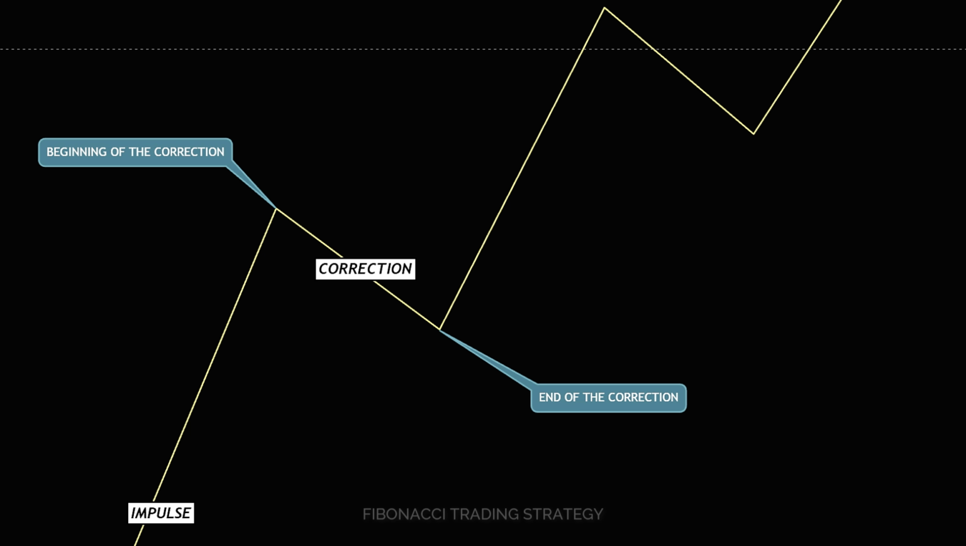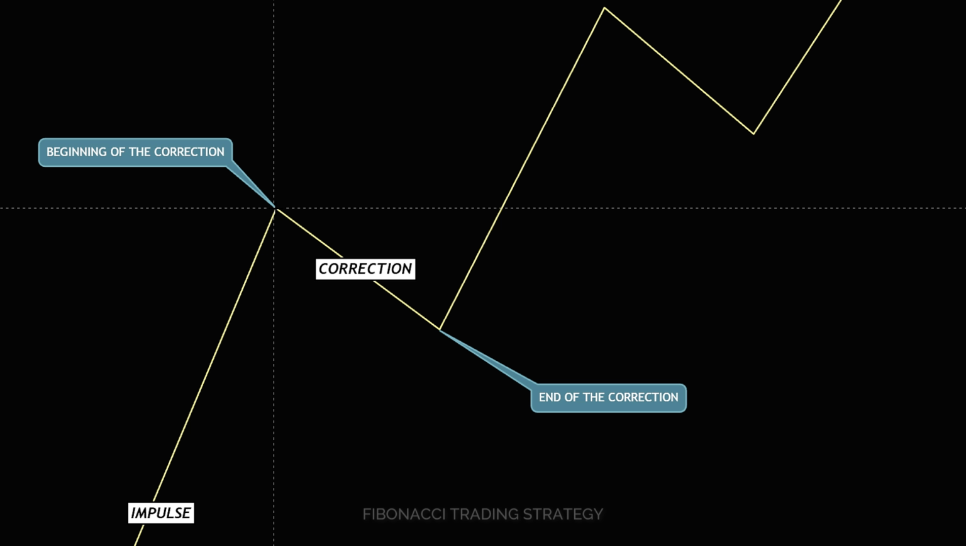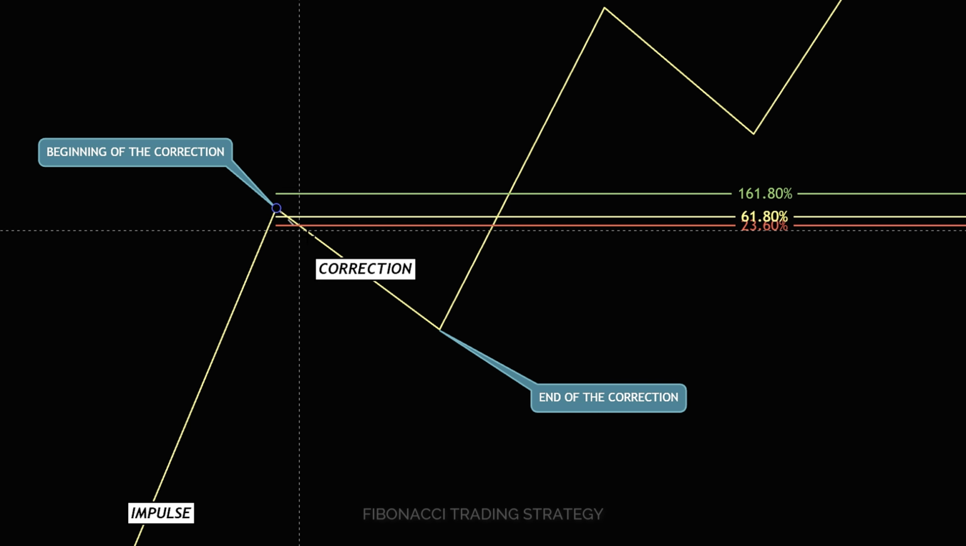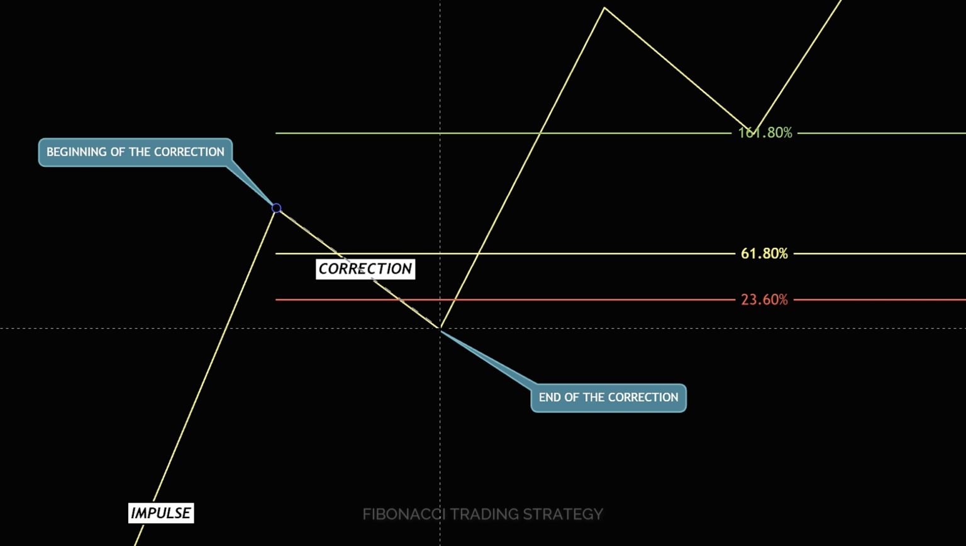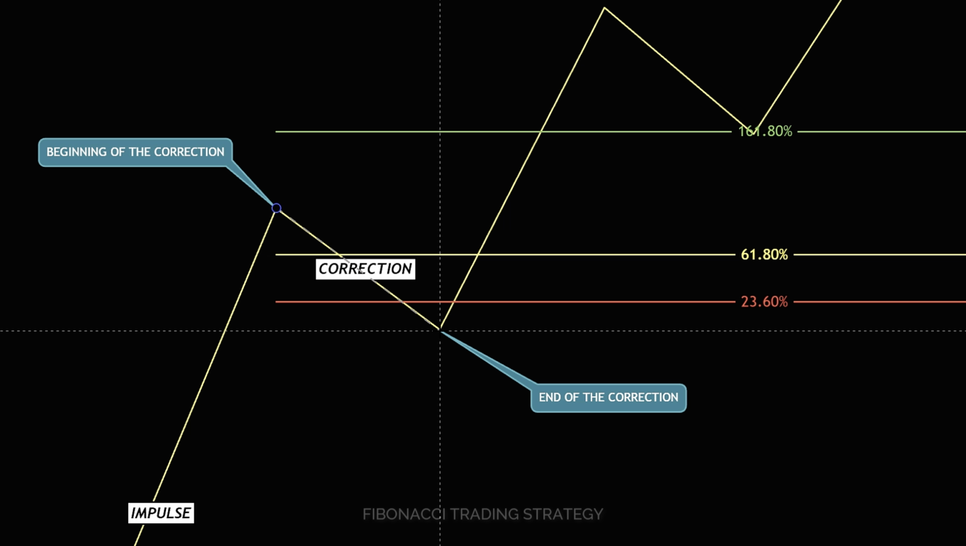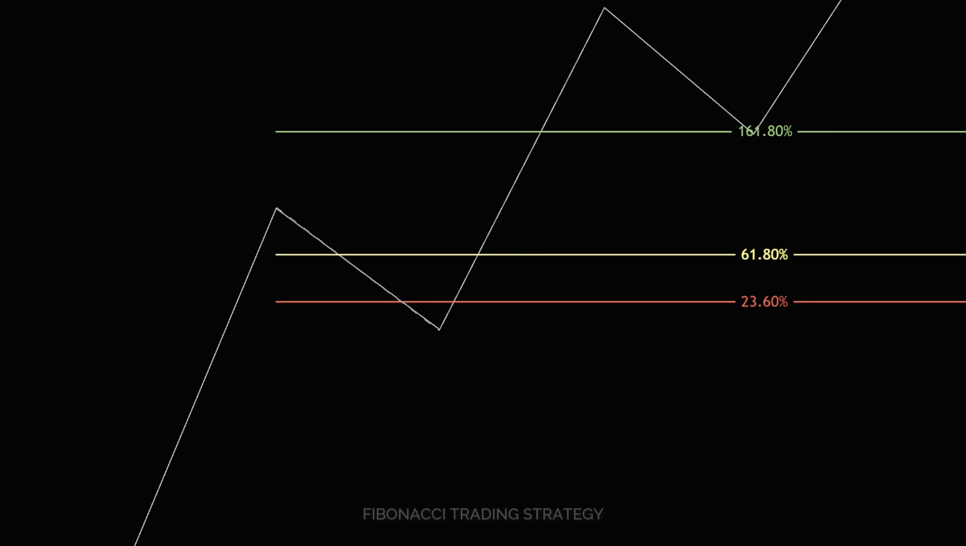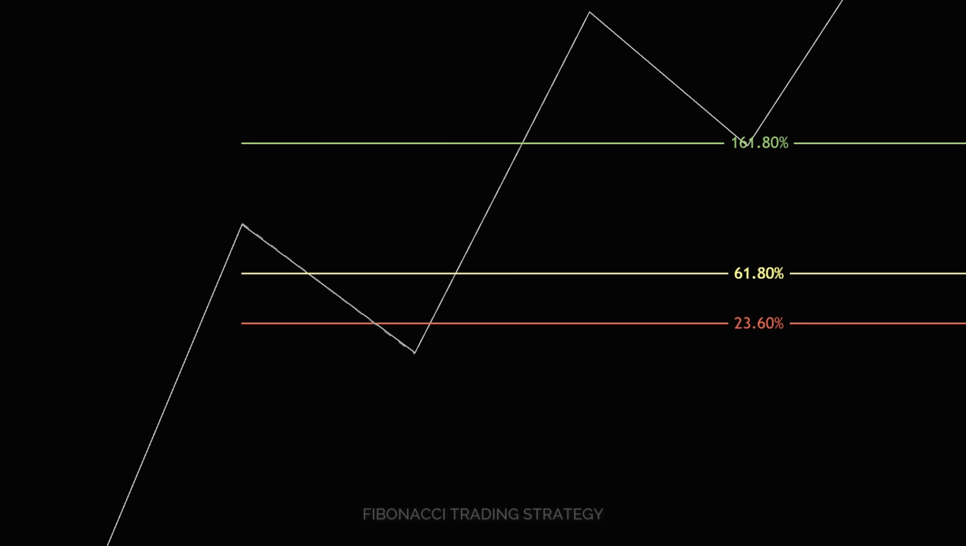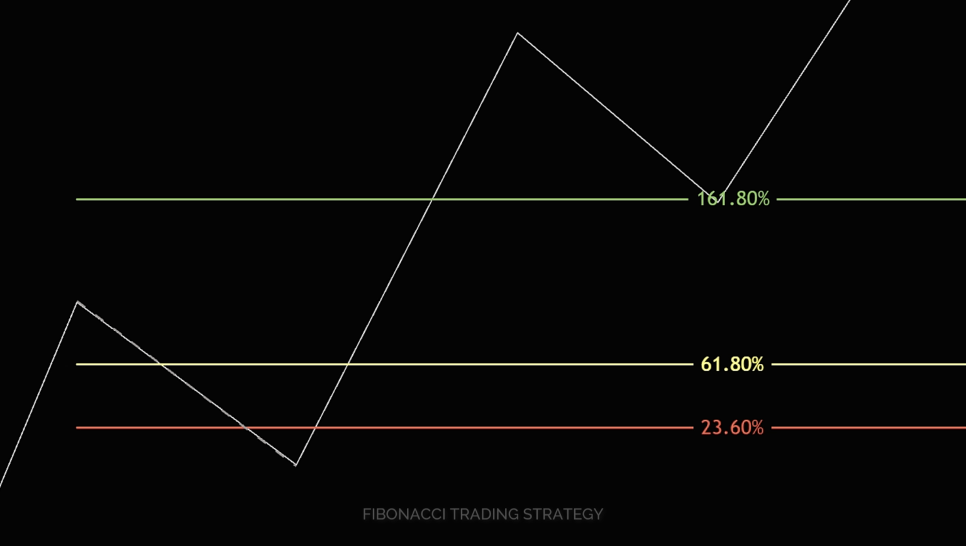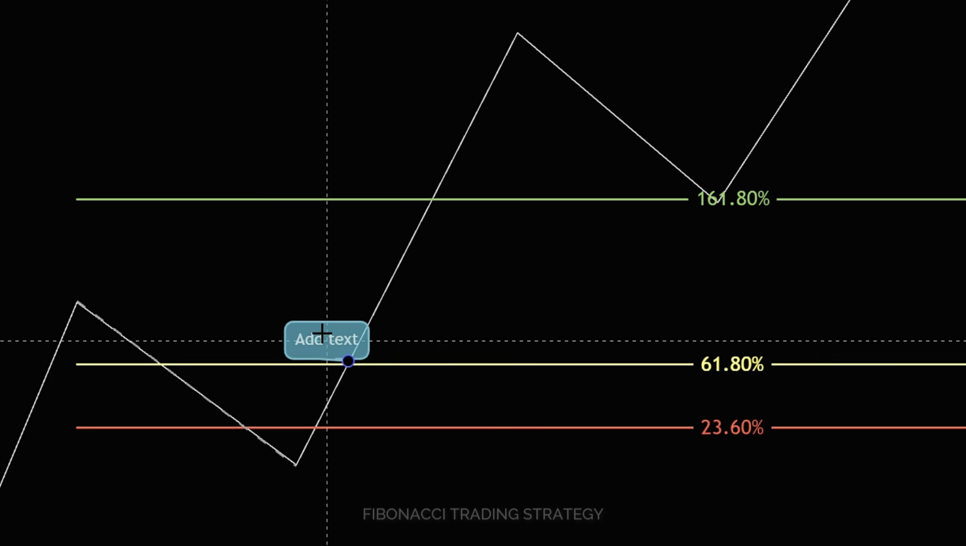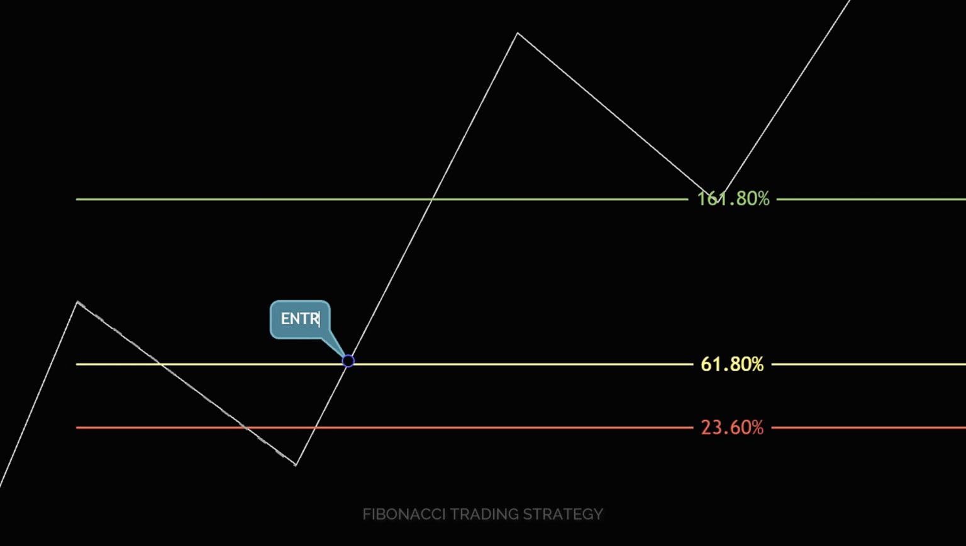If buyers are truly stepping back into the market, the next bullish wave shouldn't struggle to overcome the previous correction. It should show strength. It should show commitment. It should show momentum. And one way we measure that is through the 61.8% level. If price can break above the 61.8% level of the correction wave, buyers are demonstrating enough strength to suggest the trend may continue.